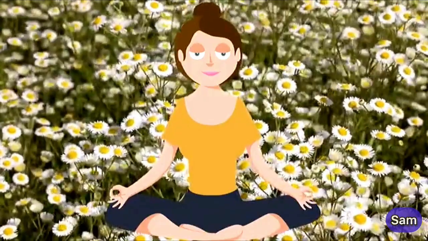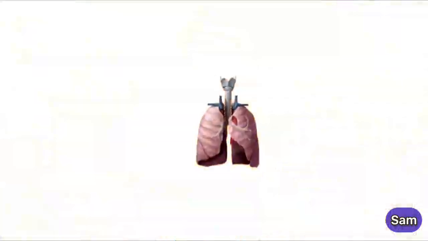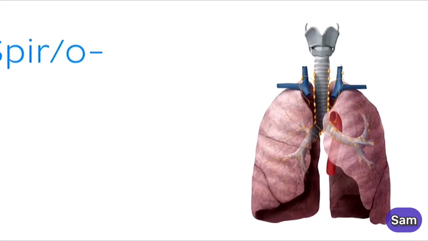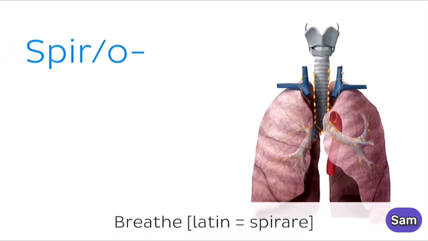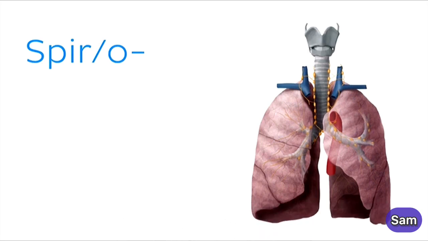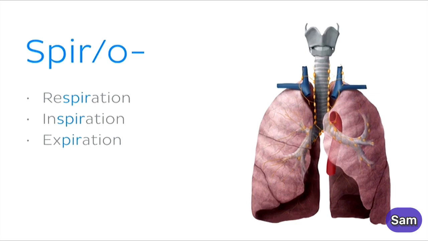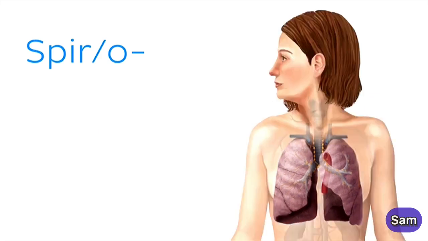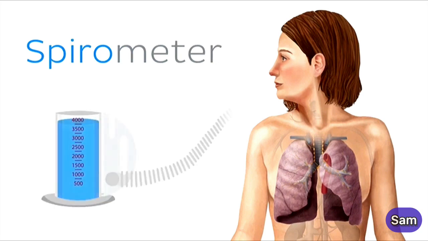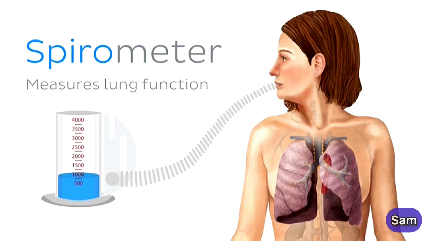There is one mighty root which occurs in terminology related to breathing, and that is spire or spiro, which comes from the Latin word spirare, meaning to breathe. It's where we get the term respiration, in addition to the terms inspiration, the action of breathing in, and expiration, or breathing out. You'll also see the root spire or spiro with the O at the end used in clinical practice in terms like spirometer, which is an instrument used to measure lung function by recording the amount of air inhaled and exhaled out of the lungs.